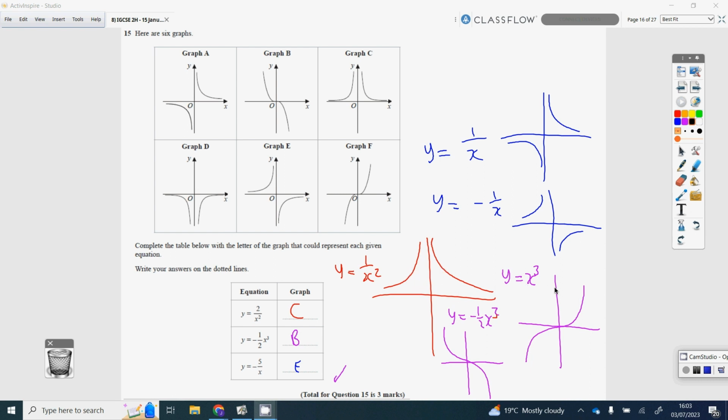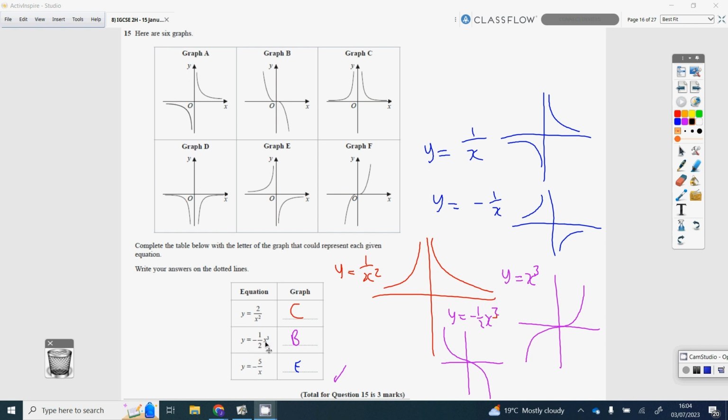And then a cubic graph, that's the standard cubic graph, when you've got a positive x cubed, and then that just reflects over when you've got a negative x cubed. So on that basis, y equals 2 over x squared is going to be something looking like this. So that's graph C.